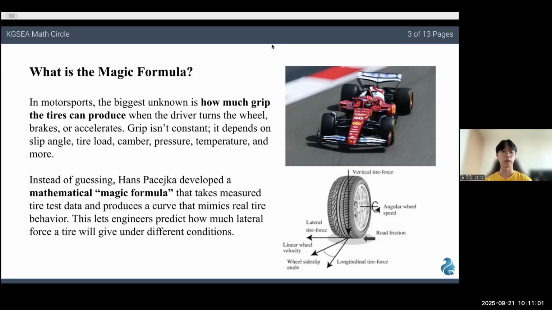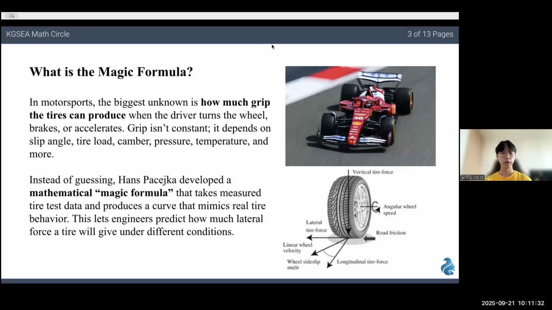It depends on slip angle, the angle by which the tire deviates away from the direction it is trying to go, the tire load, the total force being applied onto the tire, as well as the camber, meaning the angle of the tire from the vertical, the normal vector of the surface, as well as extra factors such as pressure, temperature, and much more.